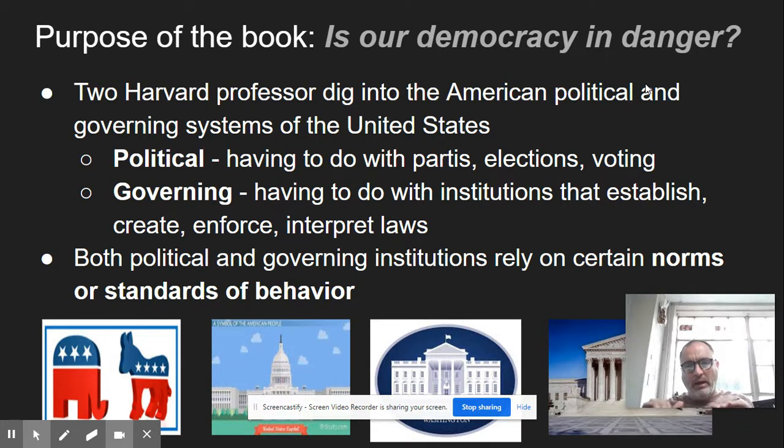So in the United States, we have political institutions and we have governing institutions. And those institutions rely heavily on certain norms and standards of behavior. For two centuries, political parties and governing institutions created unwritten rules, unwritten standards and guidelines for their behavior. They did that so that democracy would continue. Political parties, yes, they want to govern, but they also want to ensure that democracy continues to exist. So they set up these standards of behavior, and that was in existence for centuries. And that's just some quick background.